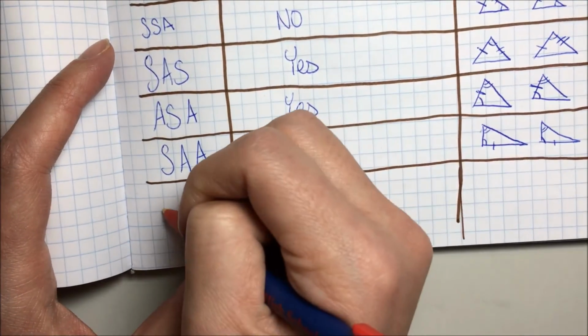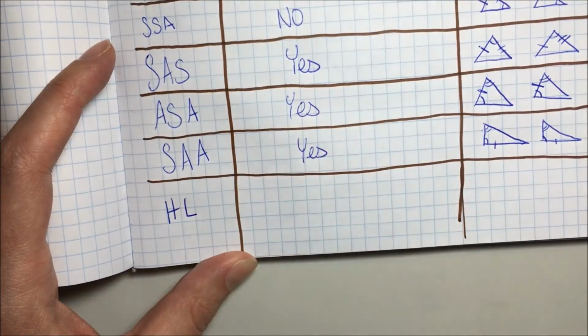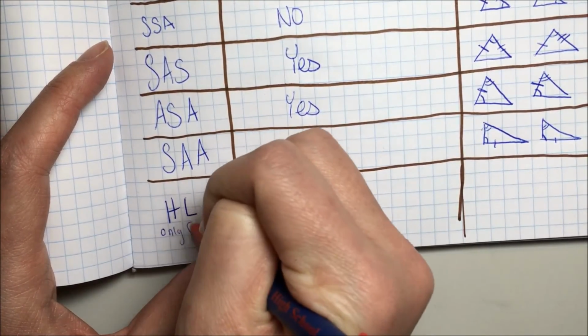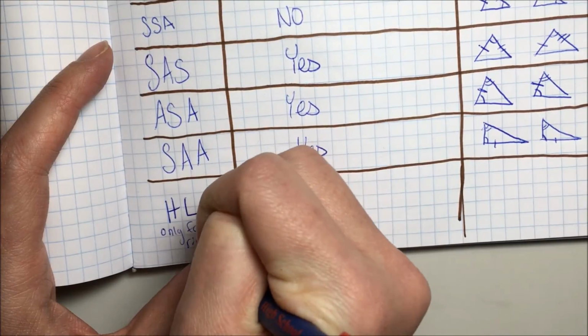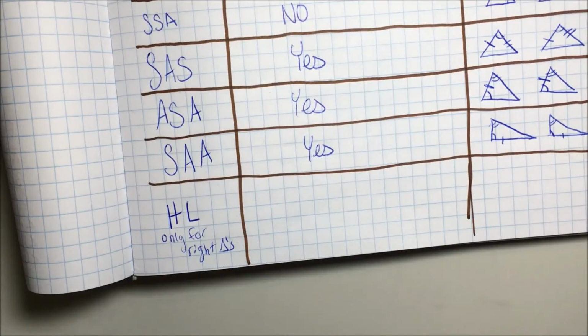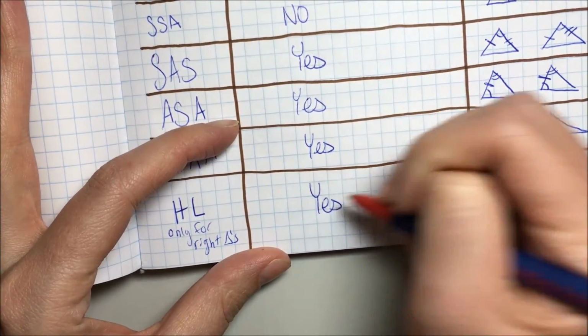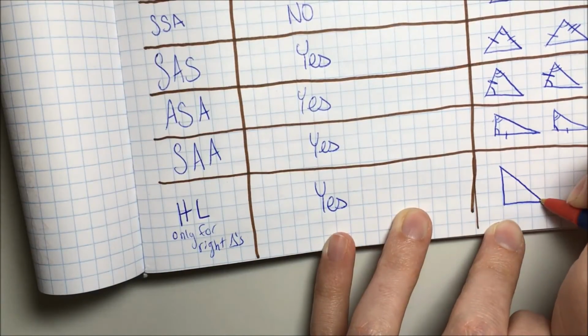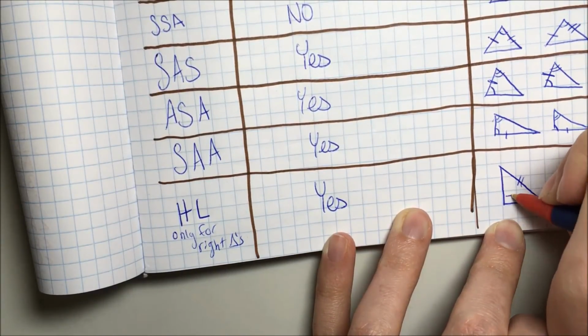And there's one extra special one. It's called hypotenuse leg, and it only works for right triangles. And tomorrow I want you to think about why hypotenuse leg works to prove triangles congruent. It has something to do with the Pythagorean theorem.